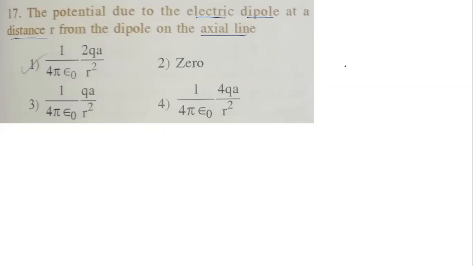Sir, we know already the potential due to a dipole at any point is given by what formula? V equal to 1 by 4 pi epsilon naught multiplied by P cos theta divided by r square. So this general formula we know, that is the potential at any point.